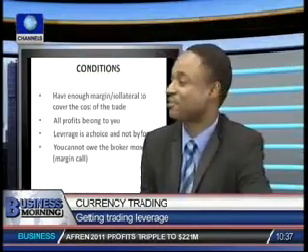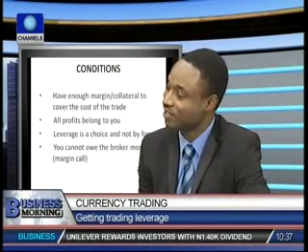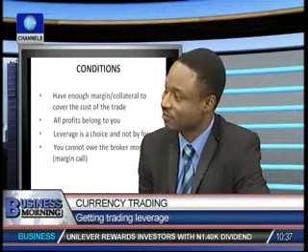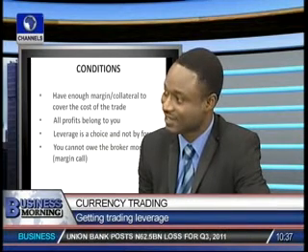Now, there are some conditions before you could use the leverage. Apart from the broker checking to ensure that you have the minimum margin requirement, the truth of the matter is that if something goes wrong in the business, you cannot lose the leverage money.